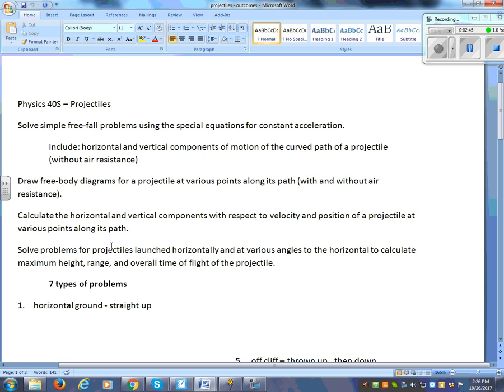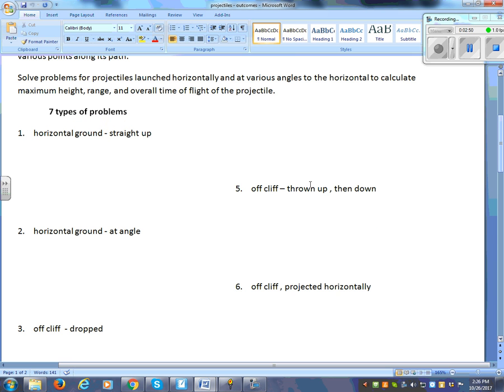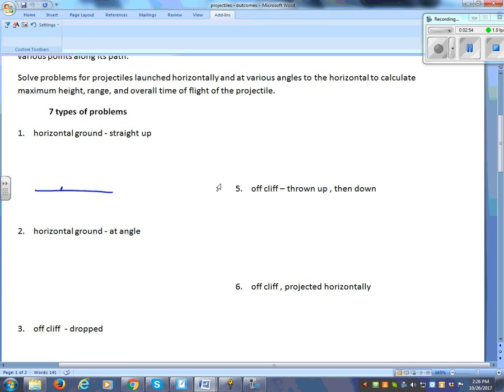There are basically 7 types of problems, and I'm going to draw you a picture of what those 7 types are. They are on horizontal ground straight up. So, in other words, that kind of thing. Straight up, straight down. You did those in grade 11. Remember the rifle that was fired straight up? It was probably gravitational fields. But now we're going to talk about gravitational motion and gravitational fields, but in 2 dimensions.